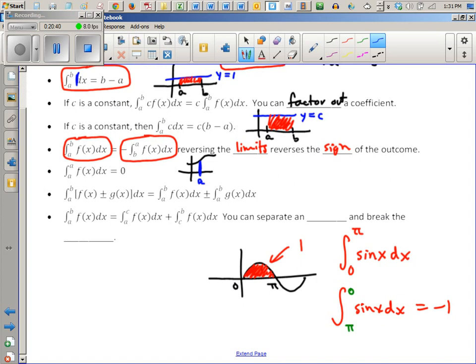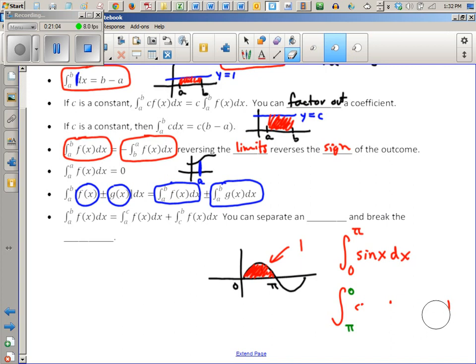That little blue segment. The next one is just giving you permission if you run into a problem that has 2 functions in it, like this. Feel free to split it into 2 separate integral problems. So the integral of a sum is the sum of the 2 integrals. And then the last one is saying this.